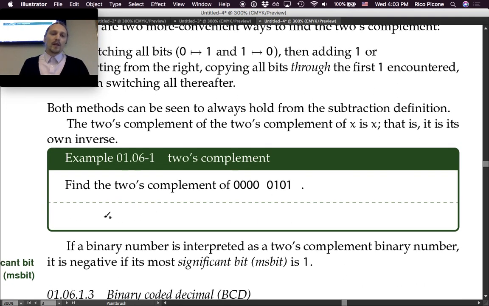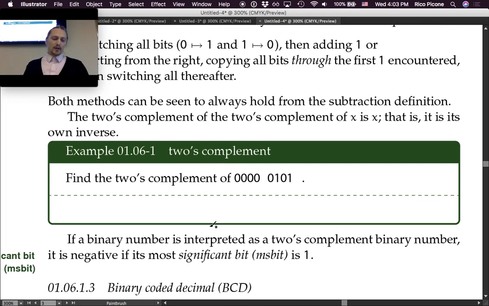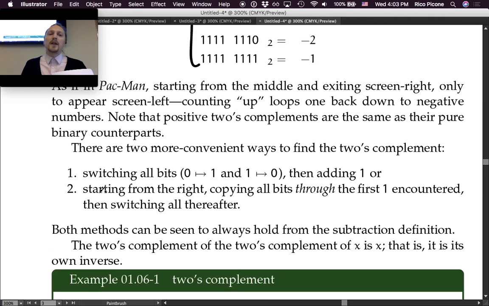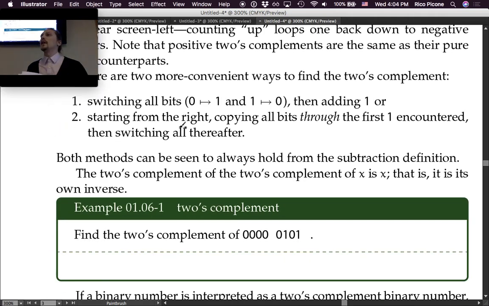So find the 2's complement of 0, 0, 0, 0, 0, 1, 0, 1. Okay? Which one do you guys want to use? We already did the subtraction one, so let's use one of these 2. Which one do you guys prefer? The first one? Okay, let's try the first one. So we switch all the bits first. So 1, 1, 1, 1, 1, 0, 1, 0, and then we add 1.